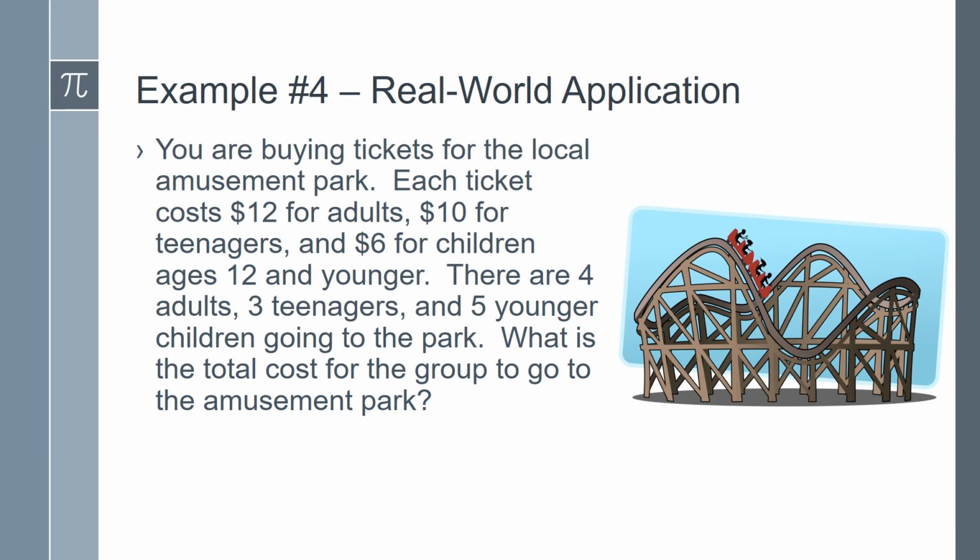Example number 4. You are buying tickets for the local amusement park. Each ticket costs $12 for adults, $10 for teenagers, and $6 for children ages 12 and younger. There are 4 adults, 3 teenagers, and 5 younger children going to the park. What is the total cost for the group to go to the amusement park?